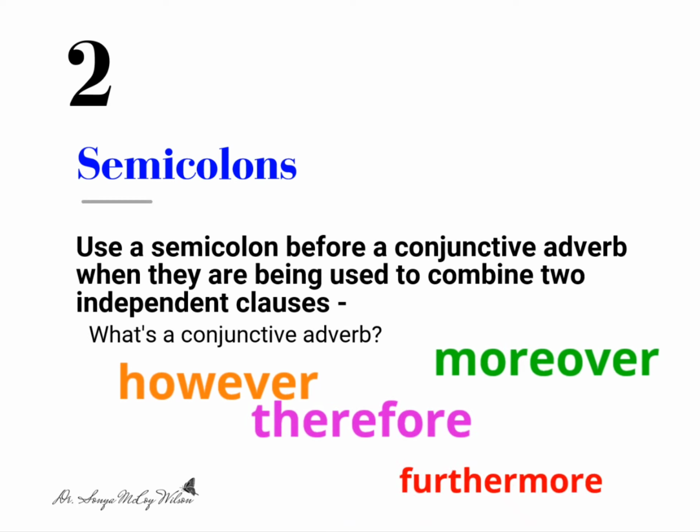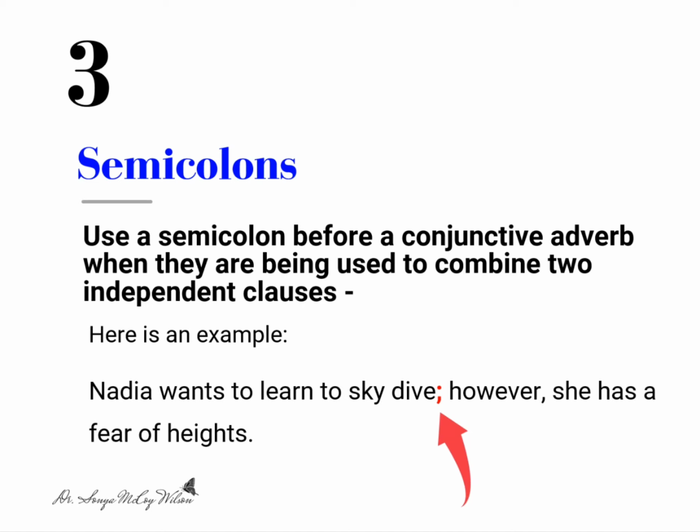Now let's take a look at an example. Use a semicolon before a conjunctive adverb when they are being used to combine two independent clauses. So let's look at it. Nadia wants to learn to skydive; however, she has a fear of heights. We have combined those two sentences using a conjunctive adverb, and we have used the semicolon to do that.